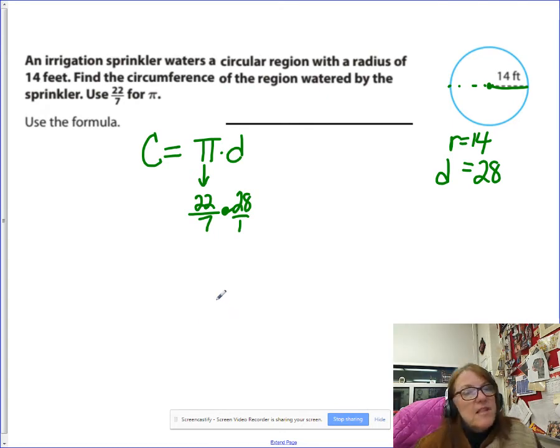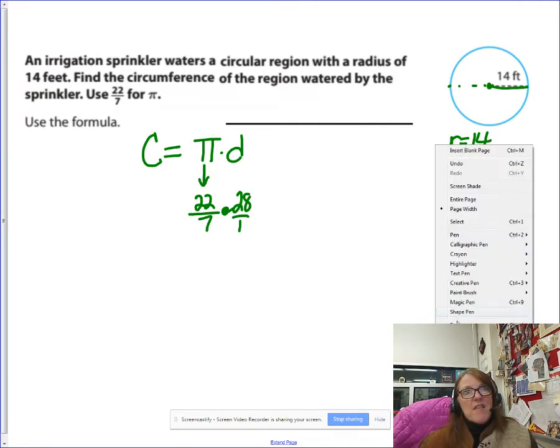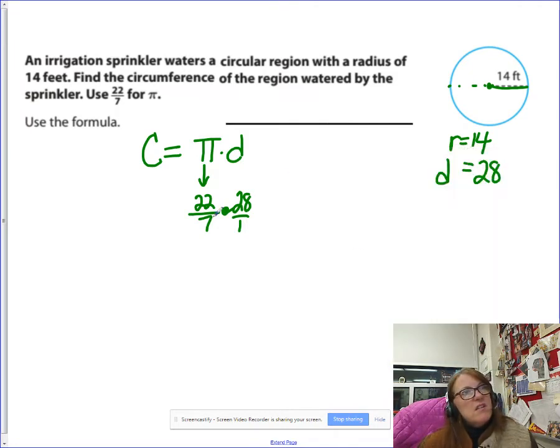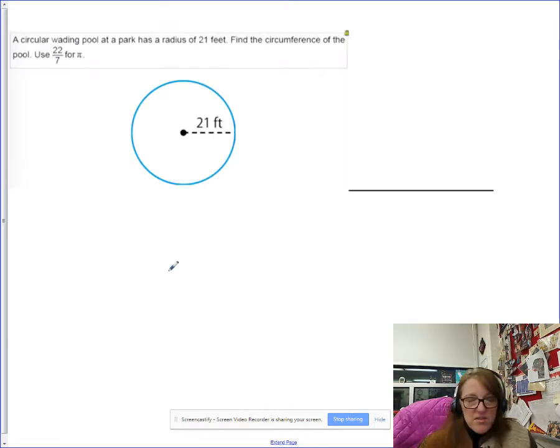Now, listen up. The whole reason they're asking you to use this fractional approximation is because the number 28 is perfectly divisible by 7. And that means when I do this calculation, as I'm looking at the fractions, 7 can go into 28 exactly 4 times. Don't believe me, use your calculator to verify this, but you should get exactly 88 feet. Okay? Because you get 22 times 4.